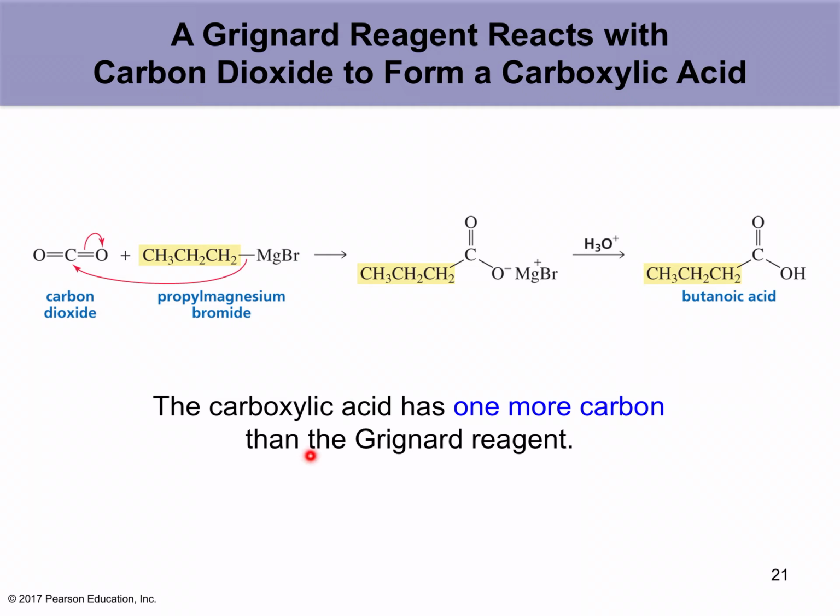Okay. The carboxylic acid has one more carbon than the Grignard reagent. So if you want to make an acid with carbon dioxide, depending on the number of carbons you want, you can choose the type of Grignard reagent you want. Okay.